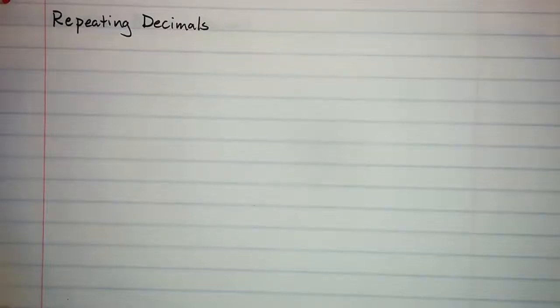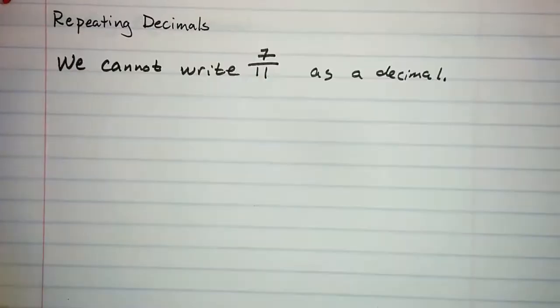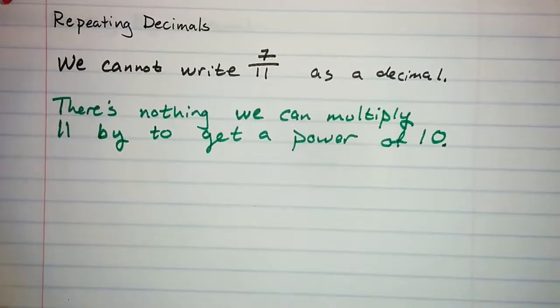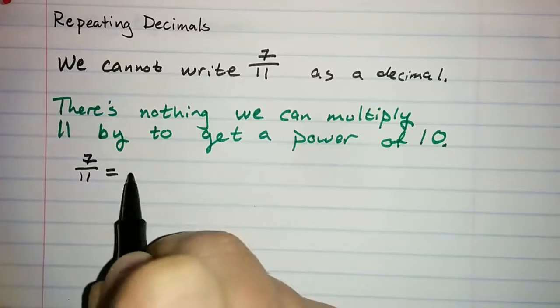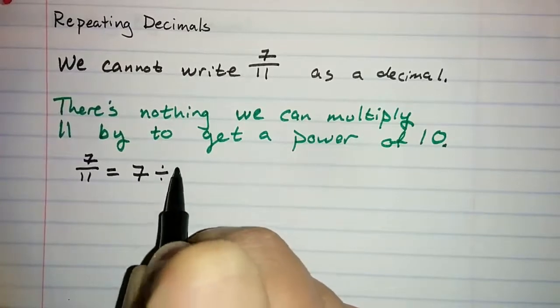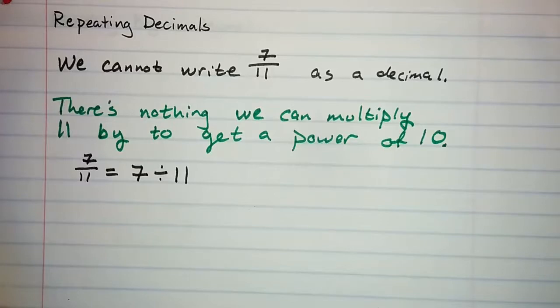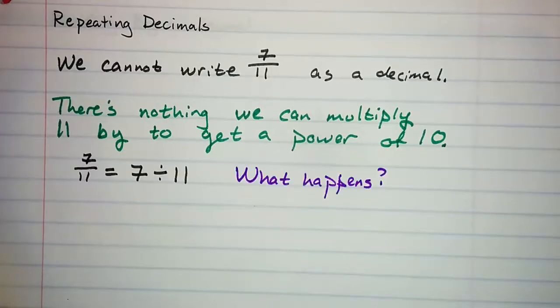All right, now there are some fractions that we know we just can't write as decimals. For example, we cannot write 7/11ths as a decimal. Why not? Well, because there's nothing we can multiply by 11 to get a power of 10. But there's nothing physically stopping us from understanding 7/11ths to mean 7 divided by 11. What happens when we do that division? Well, let's try it and see.